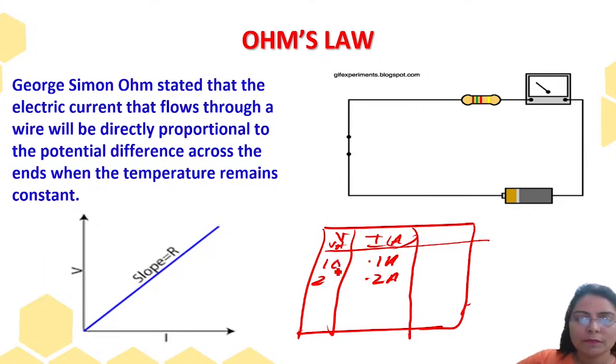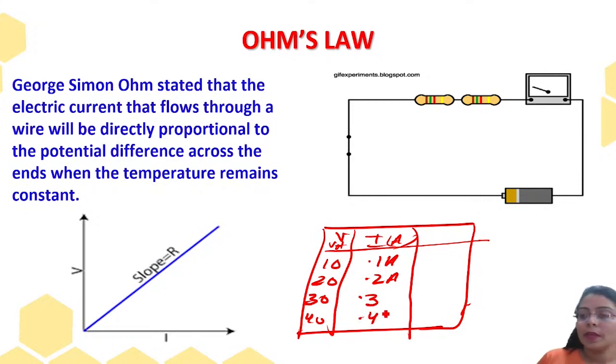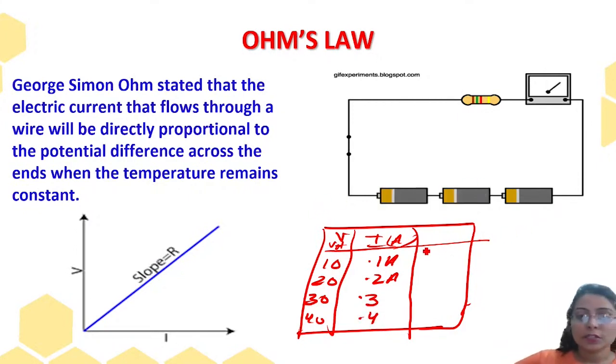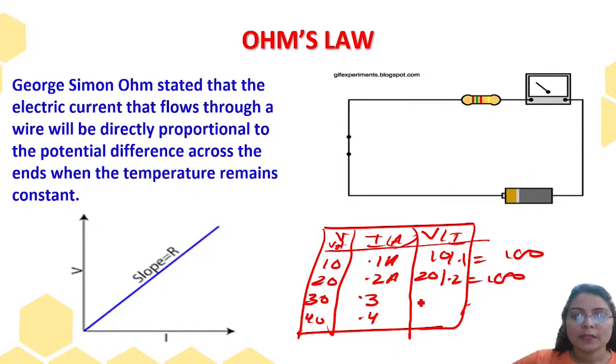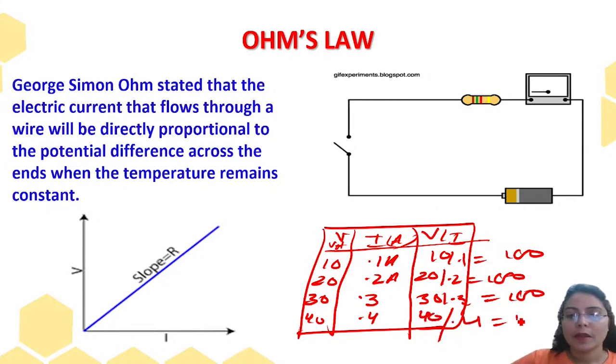So 10 volt, 20 volt, then he increased it to 30 volt, then 40 volt. Then he checked that the current increased linearly, 0.4. And by that, he found a ratio, V upon I. What is that ratio? That ratio is 10 upon 0.1, which is 100. Then 20 upon 0.2, again 100. Then 30 upon 0.3, again 100. Then 40 upon 0.4, again 100.